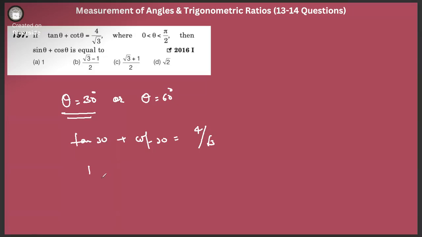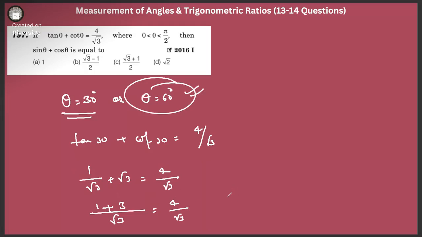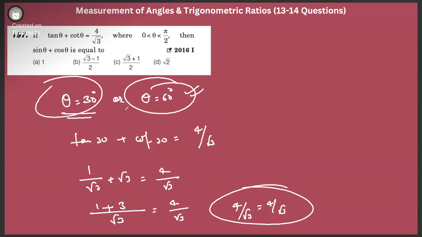Yes, sir. Tan 30 is 1 by root 3. Cot 30 is root 3. Over here, root 3 plus 1 by root 3 is 4 by root 3. You will get the same at 60 degree as well. So over here, 4 by root 3 is equal to 4 by root 3. Which means what? Theta is equal to either 30 or 60.